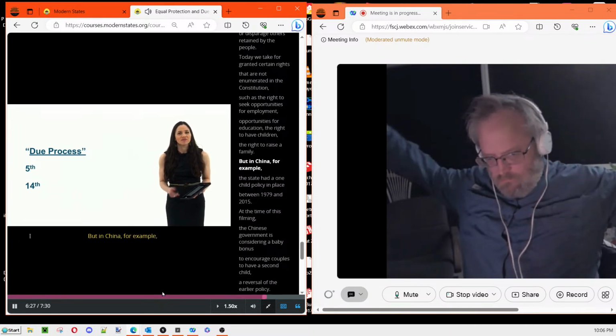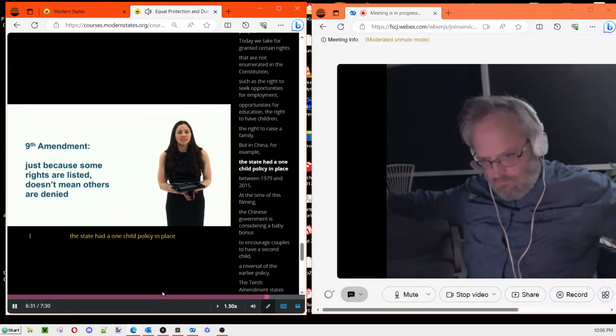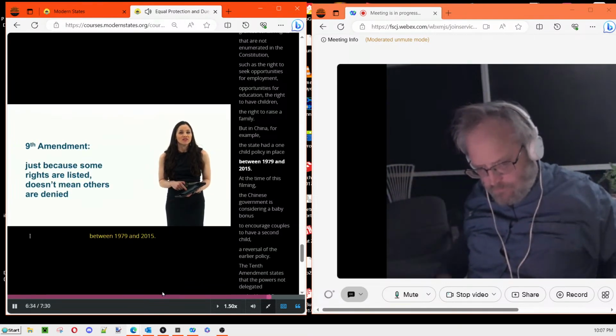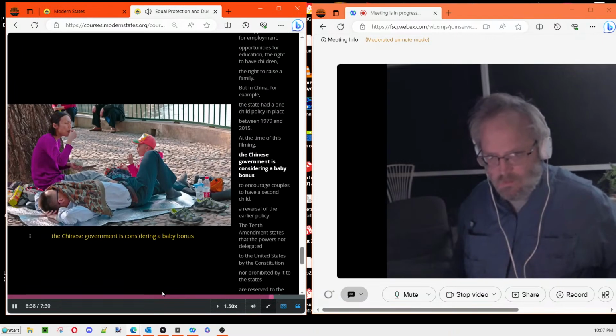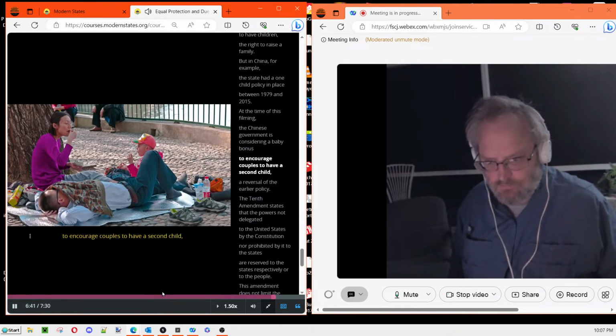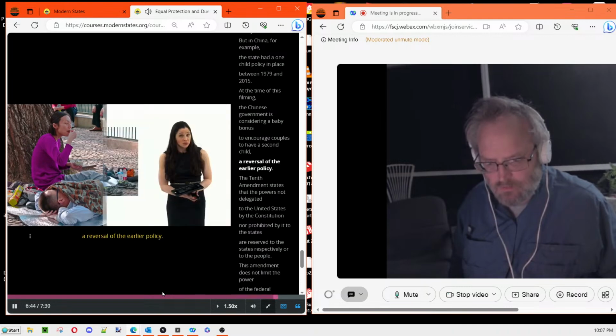But in China, for example, the state had a one-child policy in place between 1979 and 2015. At the time of this filming, the Chinese government is considering a baby bonus to encourage couples to have a second child, a reversal of the earlier policy.